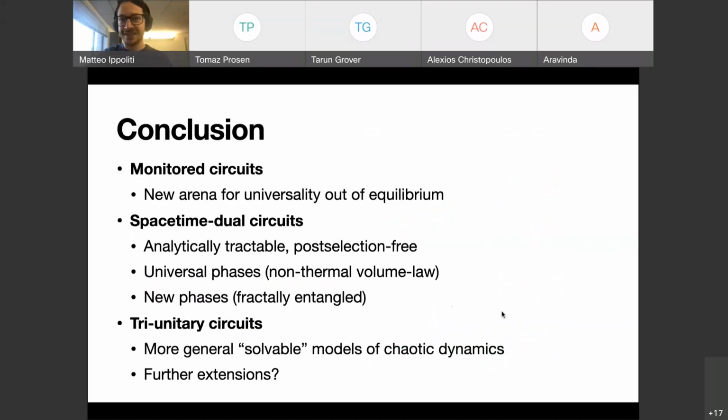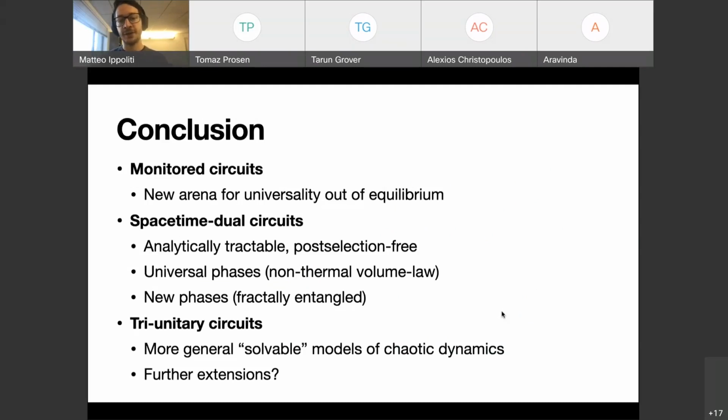Okay, so that's a very fast overview of this recent work. I wanted to just wrap up by recapping what I talked about, which is these monitored circuits as a new arena for nonequilibrium phases and universality, and how we can access some new regimes in these space-time duals of unitary circuits.